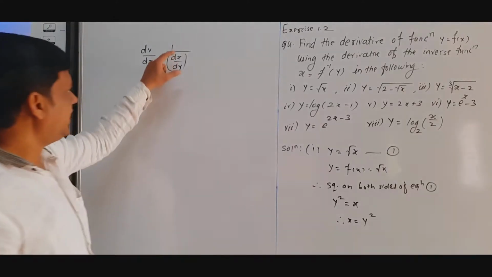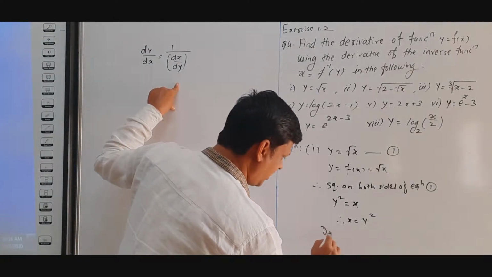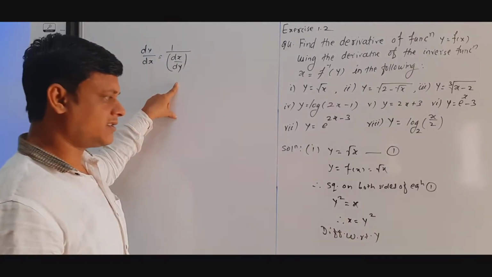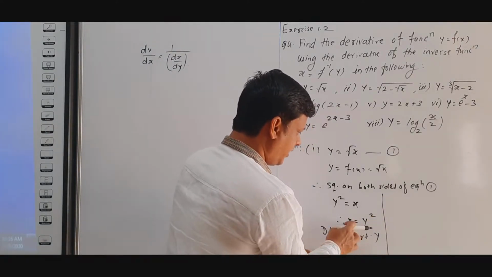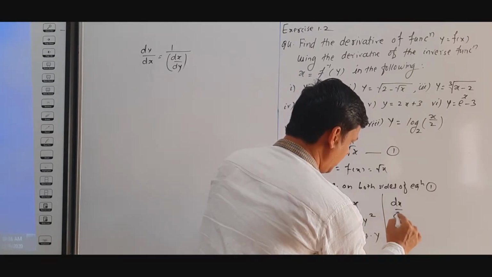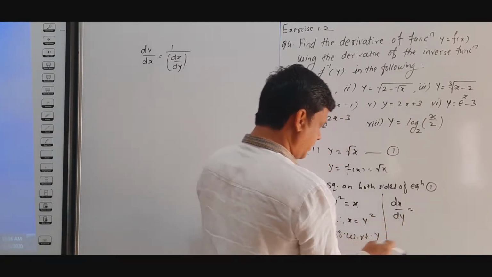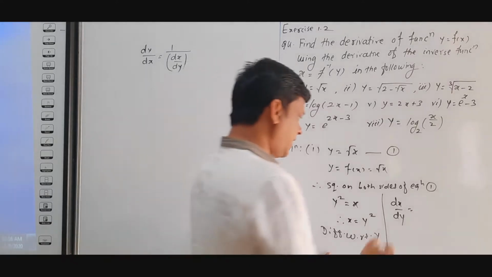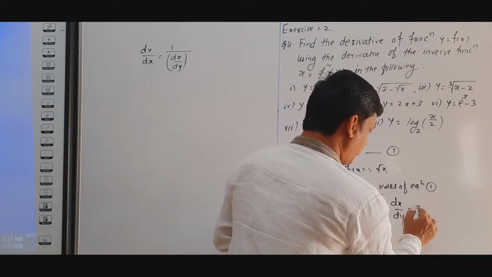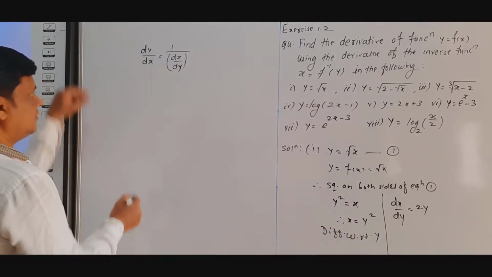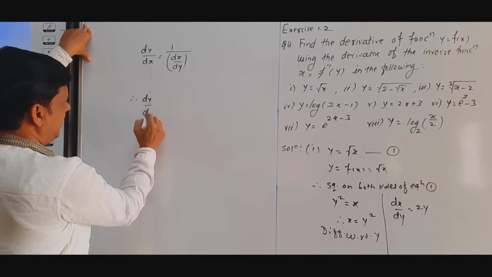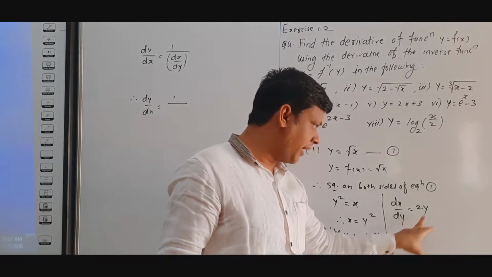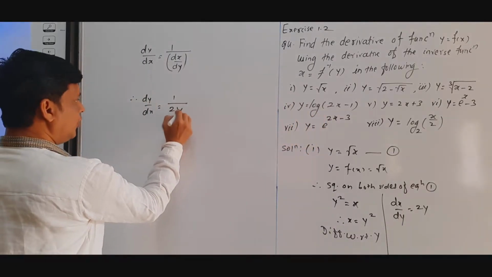So we have to find dx upon dy. That means we have to differentiate with respect to y. So we write here the derivative of x with respect to y as dx upon dy, and the derivative of y square with respect to y, that is similar to the derivative of x square with respect to x, that is twice x. So here the derivative of y square with respect to y, we write twice y. Therefore dy by dx is equal to 1 upon, so we replace the value of dx upon dy by 2y. So we write here 1 upon 2y.